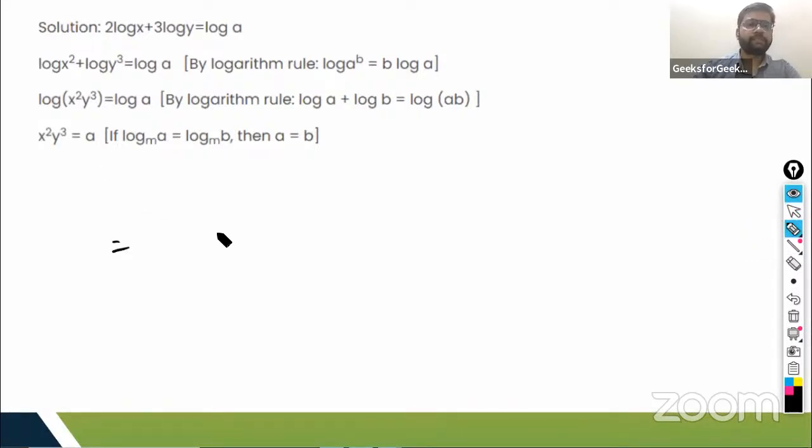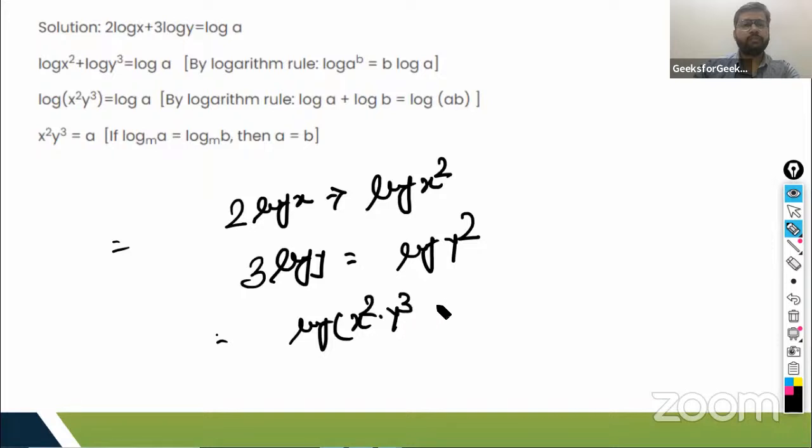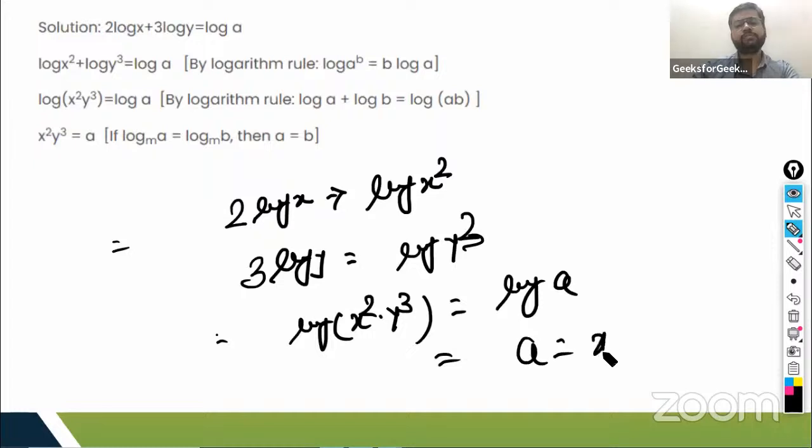Simply we can say 2 log x can be written as log x square, and 3 log y can be written as log y cube. Okay, so it's simply log x square plus log y cube. So we can rewrite this as log of x square y cube is equal to log a. Eliminating log from both sides, a is equal to x square y cube.